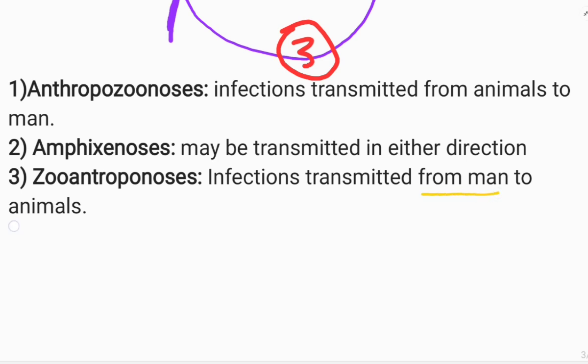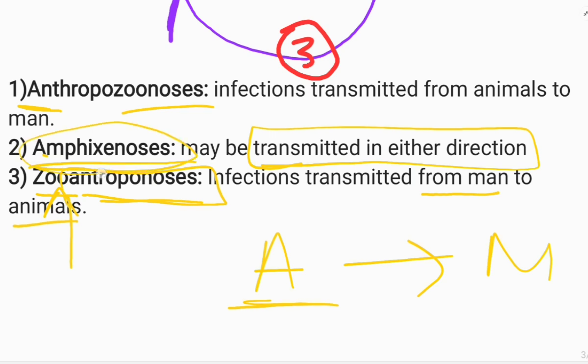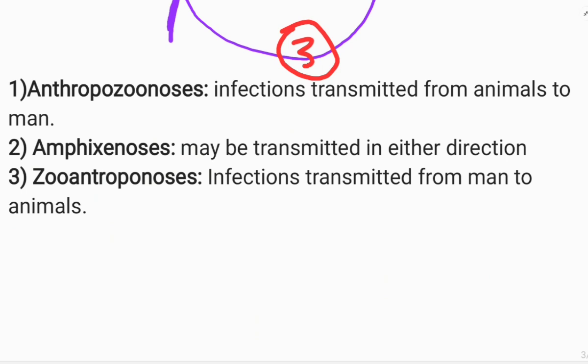An infection that is transmitted from man to animal is zooanthroponosis. And an infection that may be transmitted bidirectionally, or in either direction, is known as amphixenosis. So, an easy way to remember: animal to man, A for animal, A for anthropozoonosis. The second one, zoo comes first, then anthroponosis. And if it travels in both directions, we have amphixenosis.